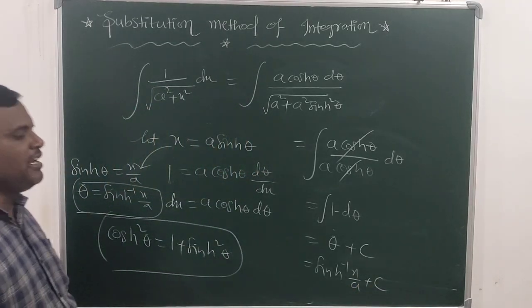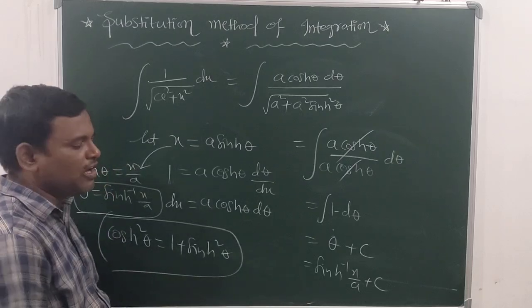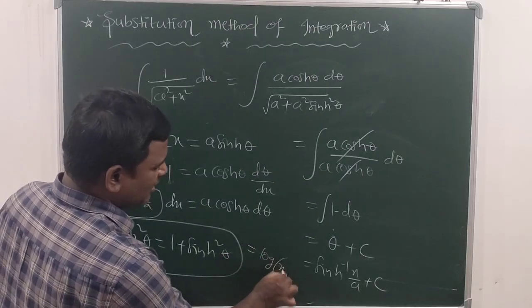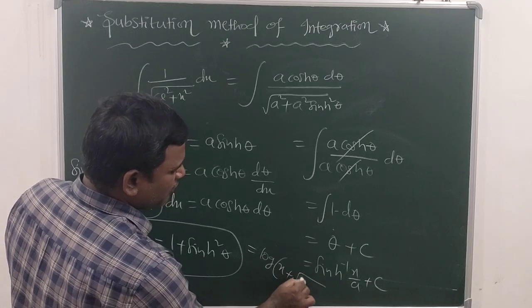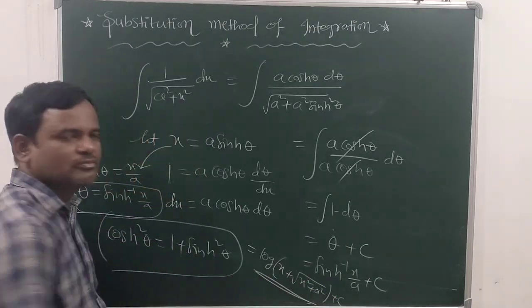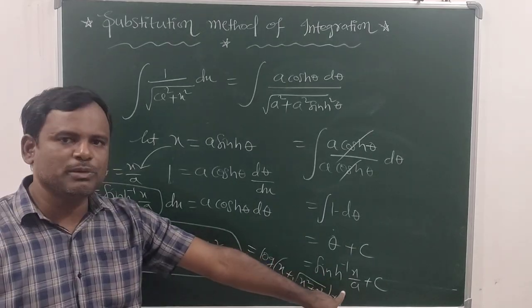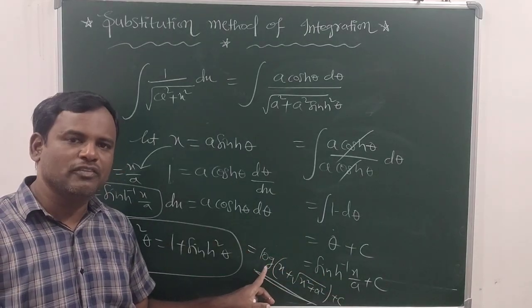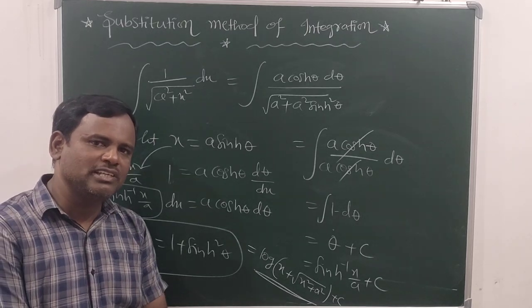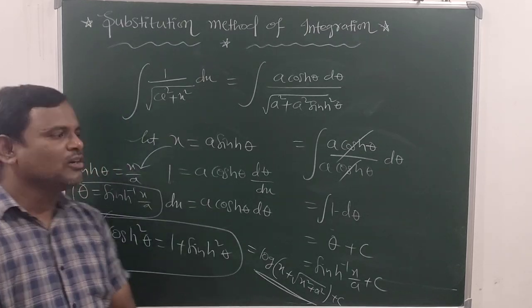The sinh inverse of x by a, in terms of log, you can also write. If you express it in terms of log, you will get log of x plus root of x square plus a square, plus c. Sinh inverse of x by a can be expressed in terms of logs. So you will get log of x plus root of x square plus a square. Okay students?